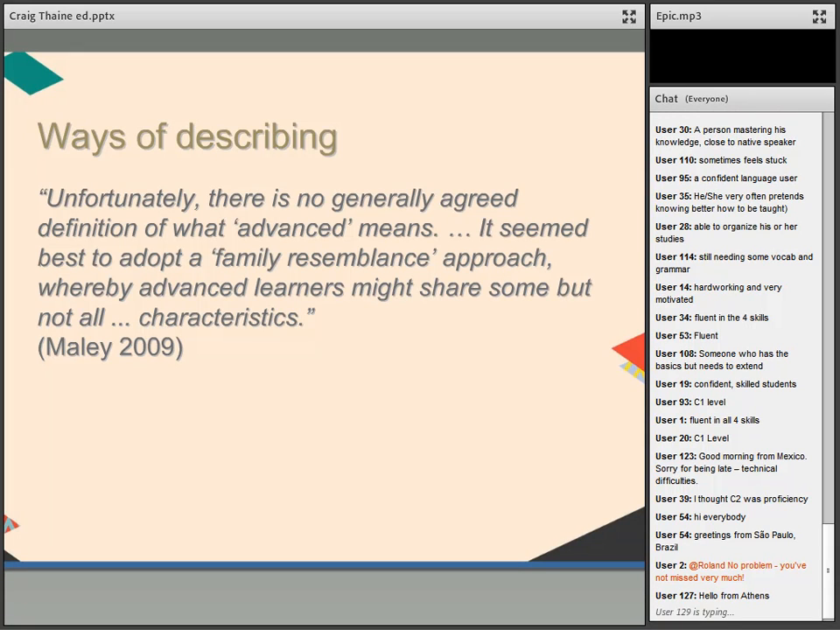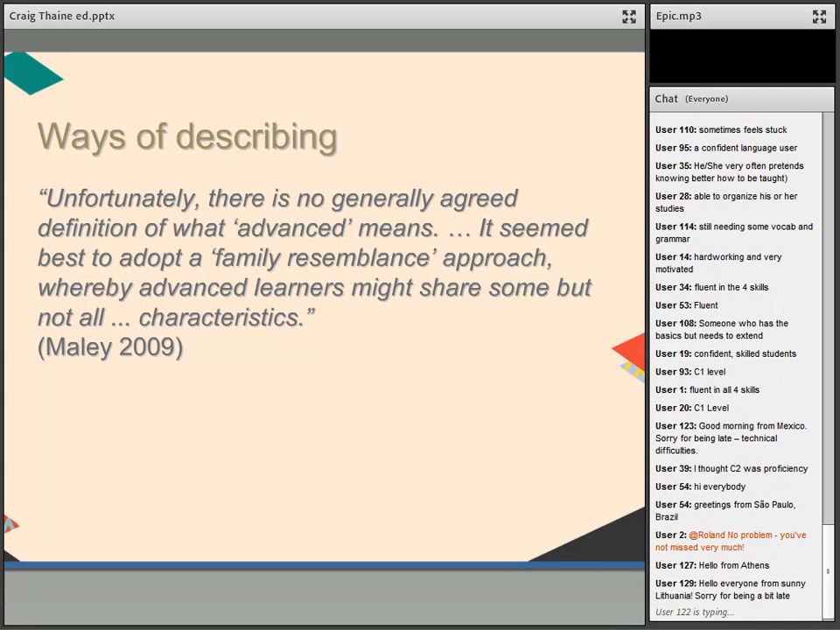And I think this is a very good way of talking about advanced learners, this idea of family resemblance. But I think what he's signaling here is that advanced learners often have very different needs. Therefore, it's very difficult to put them in the one box and sort of say that they're all like this.